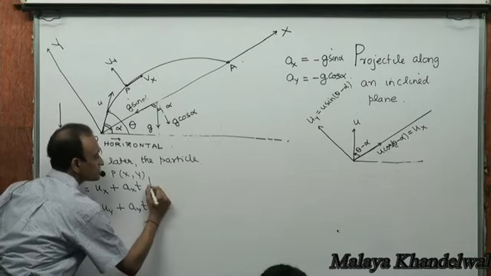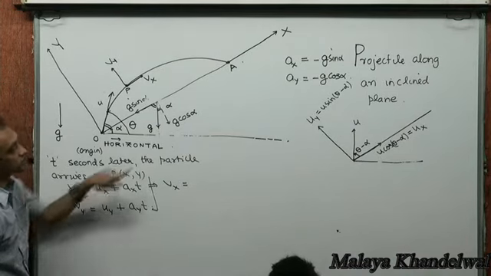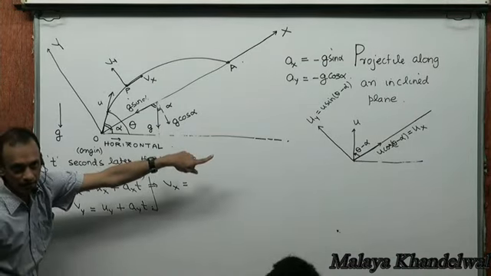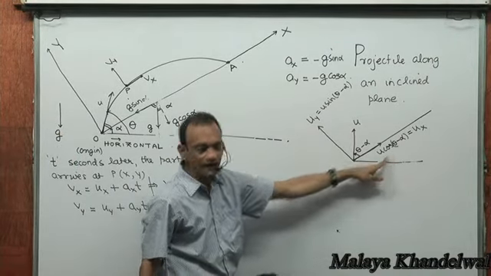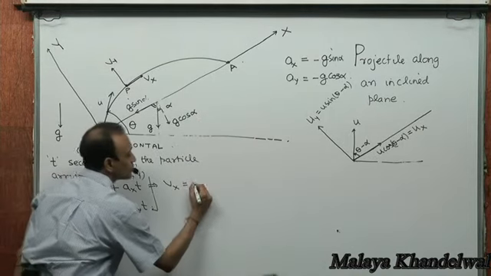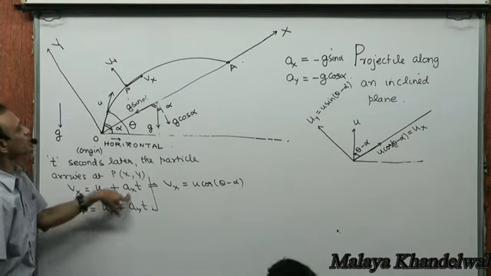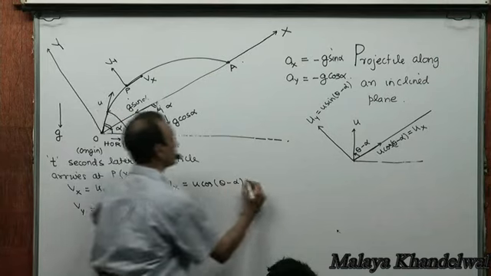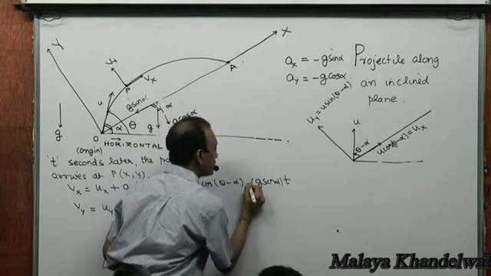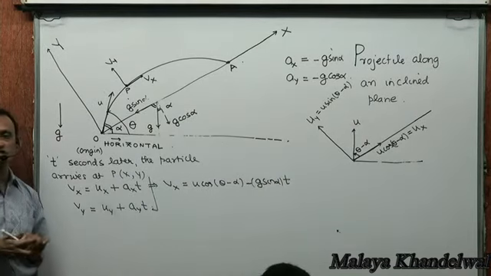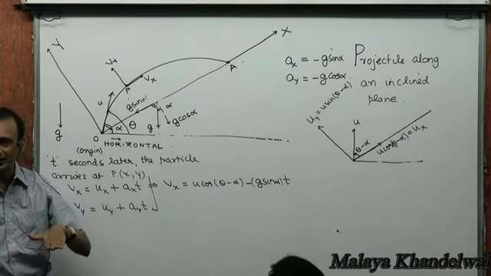So this causes Vx t seconds later to become equal to the initial velocity in the x direction, which, as you can see, is u cos(theta minus alpha). Initial velocity in the x direction is u cos(theta minus alpha), right? So Vx is u cos(theta minus alpha) plus ax. What is ax? Minus g sine alpha, into t, right? That's the velocity in the x direction. That means parallel to the plane. That's a velocity parallel to the plane t seconds later.